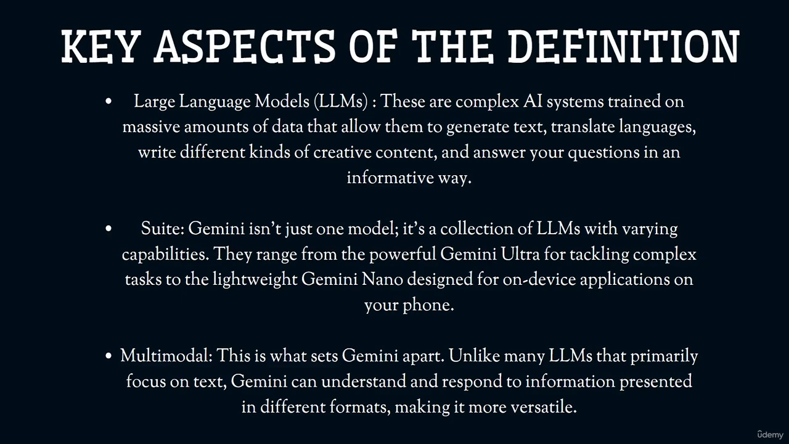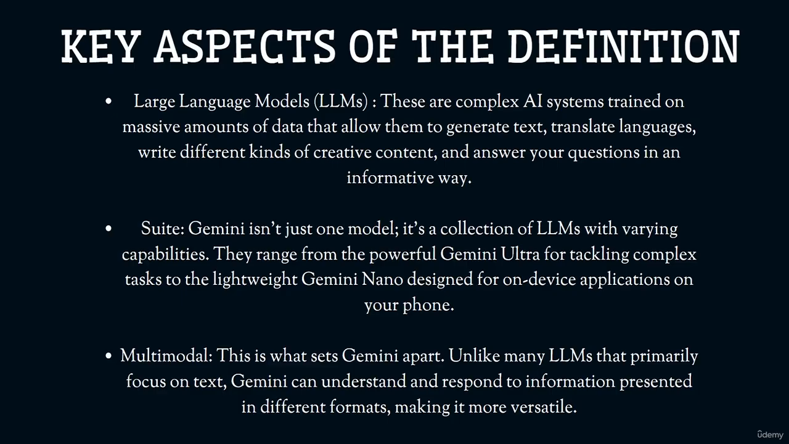Okay, so the next thing, or the aspect of this particular definition, is suite. So basically, Gemini isn't just one model. So this particular Gemini is not only made up of one model. It consists of multiple models, or you can call it a collection of large language models, which makes it a complex AI with varying capabilities. So one particular LLM basically consists of some of its capabilities. But it consists of a lot of capabilities together. But each individual LLM consists of each individual skill.